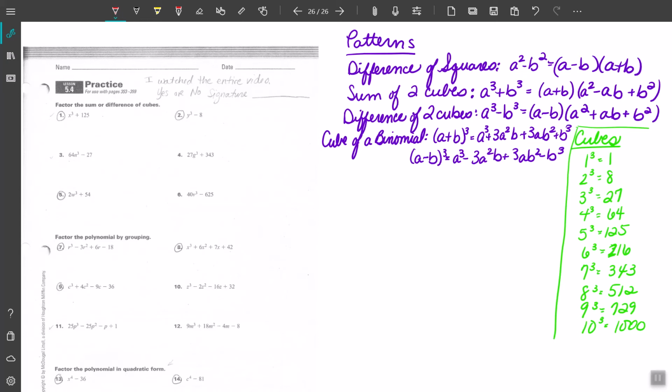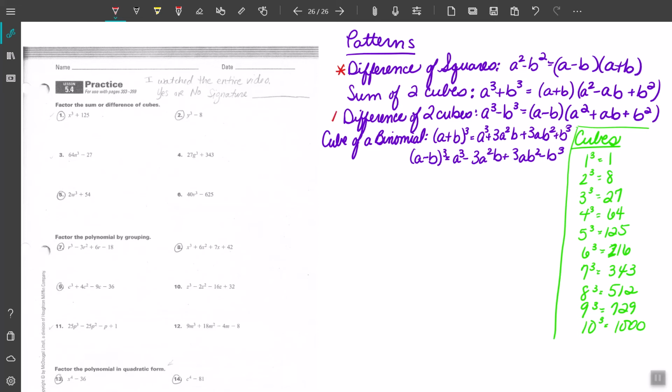I've also written down the cubes. If you don't have those cubes memorized, you will want to do that so that you can work quickly through these and recognize them quickly. The difference of squares, this first pattern we've used a lot in the past. That one should look really familiar.